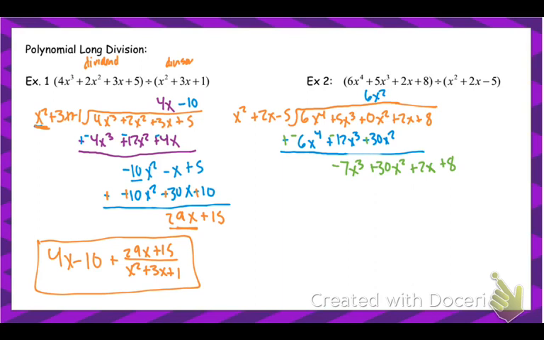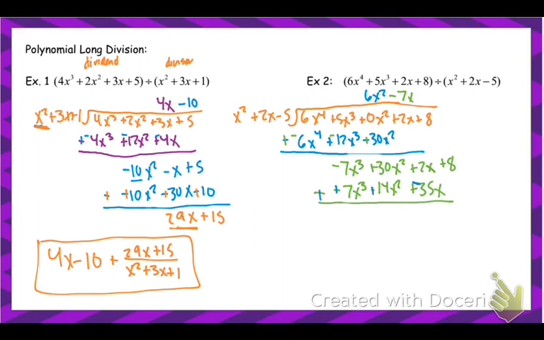It's really just up to you. And then we go again. So first terms, that would be negative 7x. Multiply that negative 7x by everything. So that's negative 7x cubed minus 14x squared plus 35x. We're going to subtract it all. So I'm changing that minus to a plus and changing my signs.